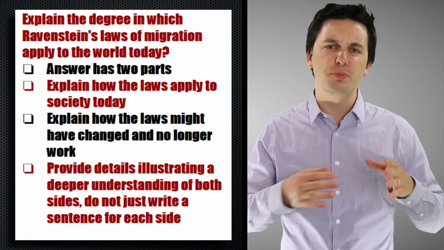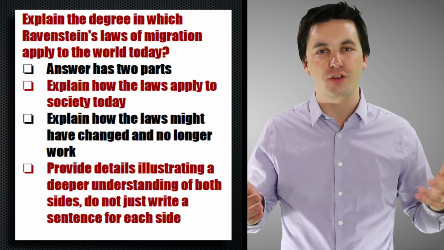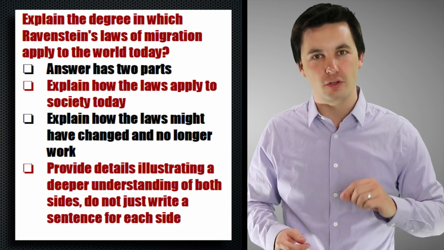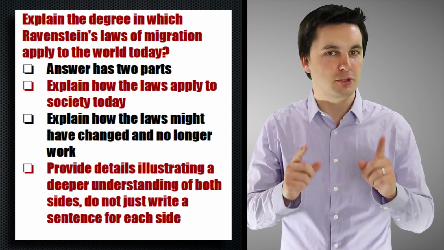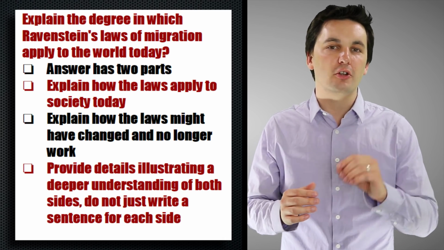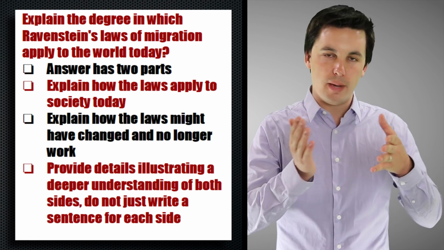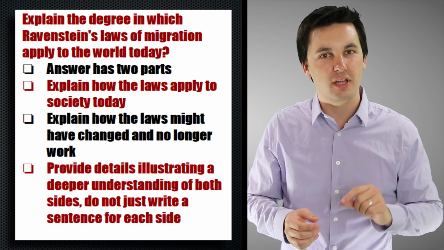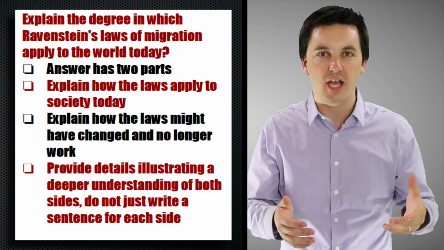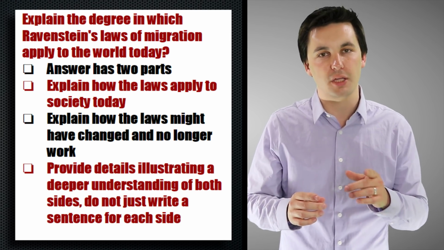I think the easiest way actually to understand what to do for explain the degree questions is to look at an example. Let's say you have a question that says explain the degree in which Ravenstein's laws of migration apply to the world today. Here the question is asking you for two things. To fully explain the degree, we have to make sure that you're explaining why the model is working today and how these 11 laws are still applied to society, but you would also have to explain why they're not.